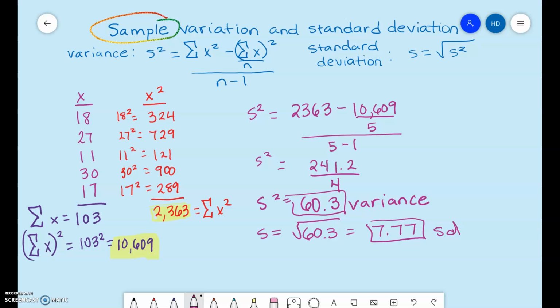Now, if this was not a sample, the only thing that would be different is right here. Instead of it being n minus 1 in the denominator, it's going to be n because it's for the population. We're not going to subtract 1. So when you get to this step right here, instead of dividing by 5 minus 1, you would just divide by 5. That is the only difference when you're calculating the population variance. For the standard deviation, you're still going to take the square root of the variance.